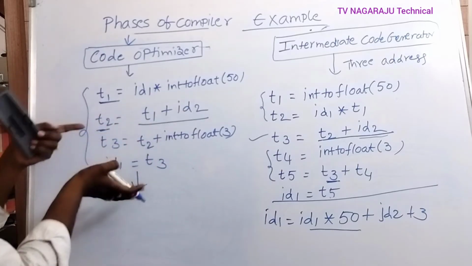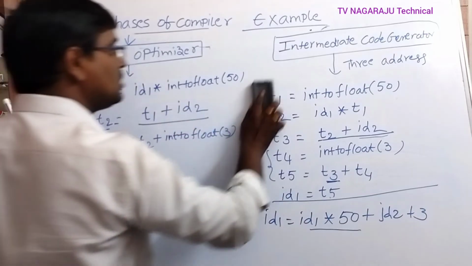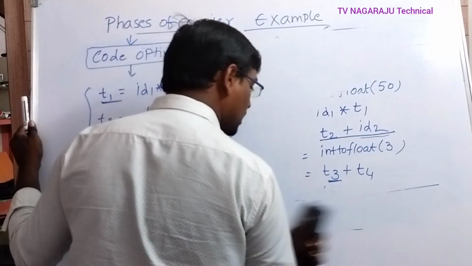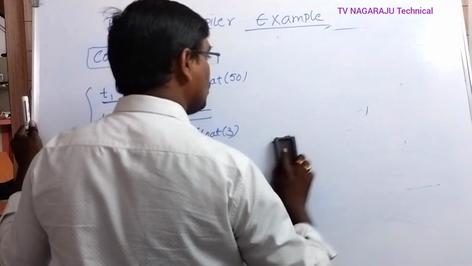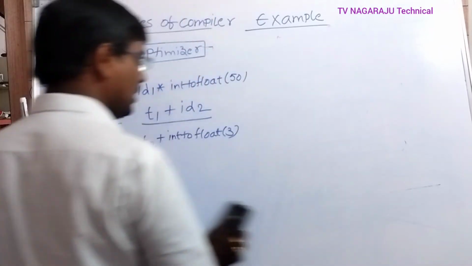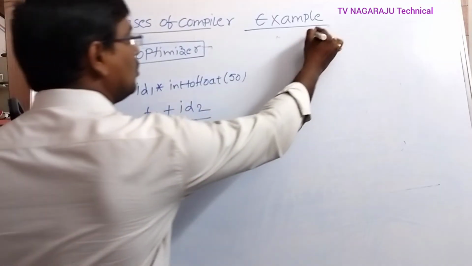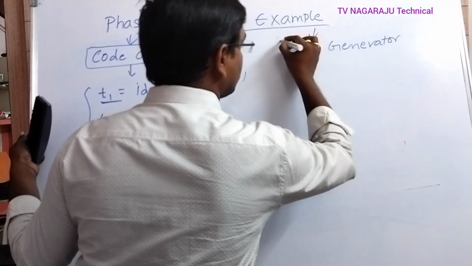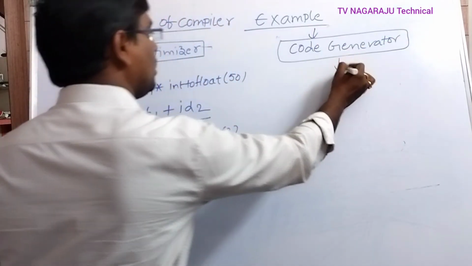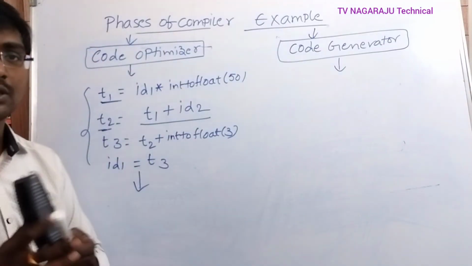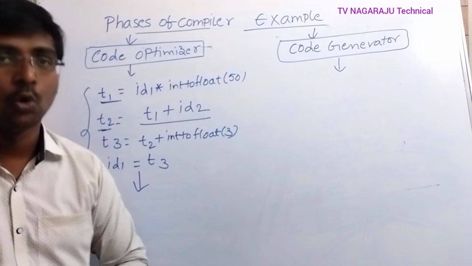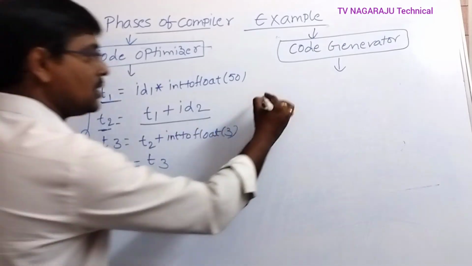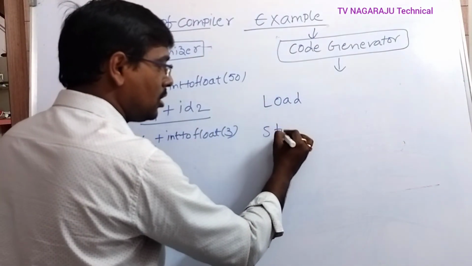Finally, this output, that is the optimized code, is passed as input to the code generator. So simply, this code generator phase loads the instructions into the memory for execution. Okay, so move to code generator. In this code generator, we are using two types of instructions. One is load, another one is store. This is one set of instruction, or some another category is directly move. So load is one instruction, store is another instruction.